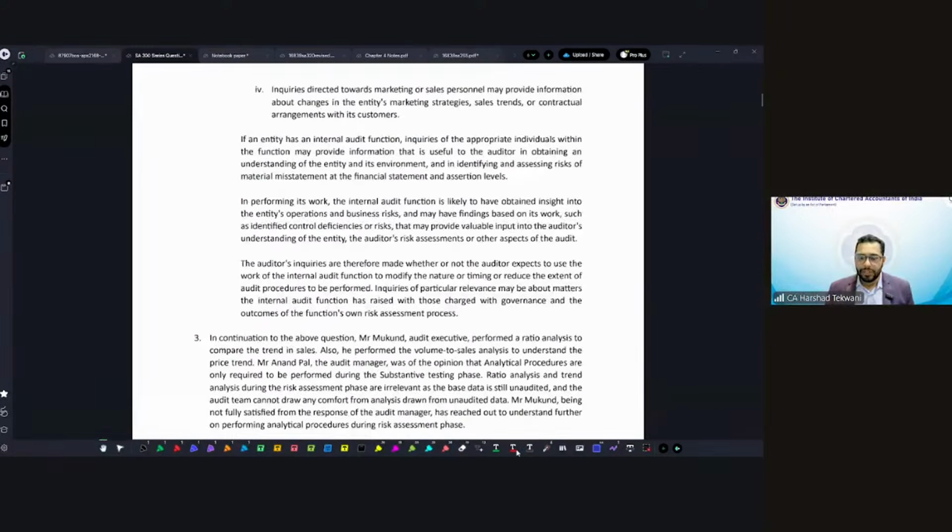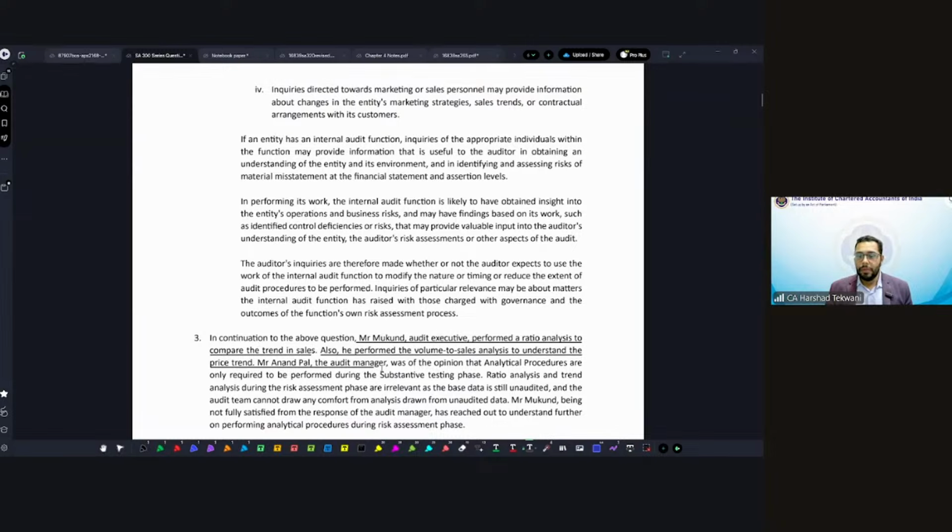So there is one more question that I want to discuss, in continuation to those that we have already discussed. Mr. Mukund, audit executive, performed the ratio analysis to compare the trend in sales. Also, he performed a volume to sale analysis to understand the price trend.